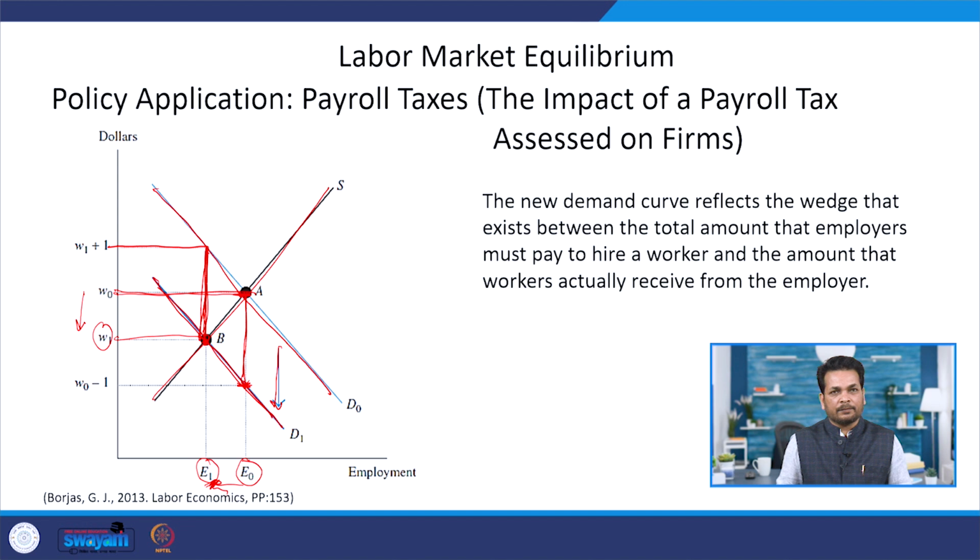So, if you look at the tax burden, who is going to bear how much of the tax burden? Even though the legislation clearly states that employers must pay the payroll tax, the labor market shifts part of this tax to the workers. After all, the cost of hiring the workers rises at the same time that the wage received by the workers declines. So, E1 workers are going to be hired at a higher cost, but they are actually receiving a lower wage. So, in a sense, therefore, the firms and the workers share the cost of this payroll tax.